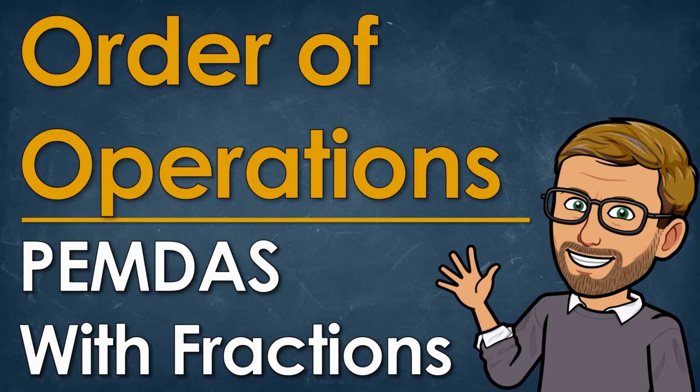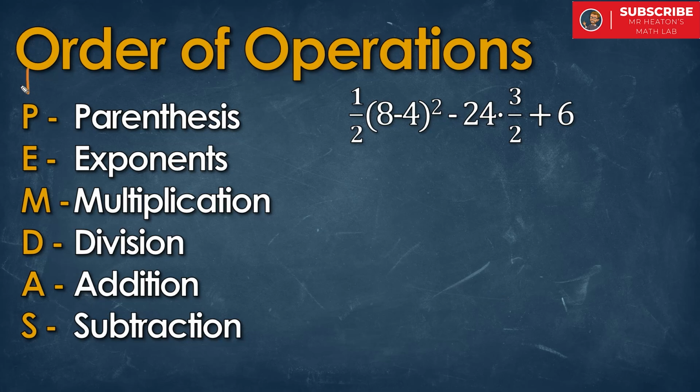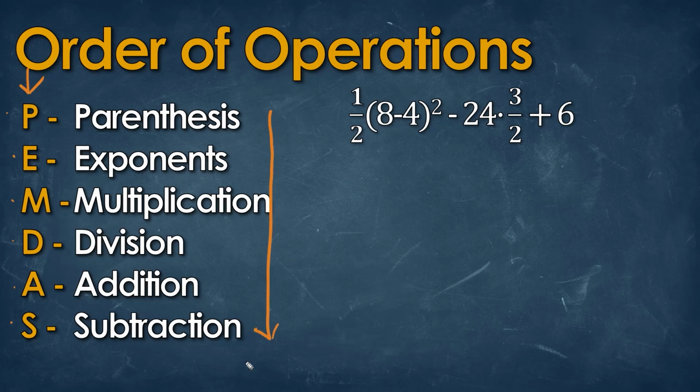In this video, we're going to be learning about the order of operations using PEMDAS with fractions. So PEMDAS is an acronym that stands for parentheses, exponents, multiplication, division, addition, and subtraction. It denotes the steps or the order of operations that we follow whenever we're trying to simplify an algebraic expression. So we start by looking at parentheses and we'll end by looking at subtraction.